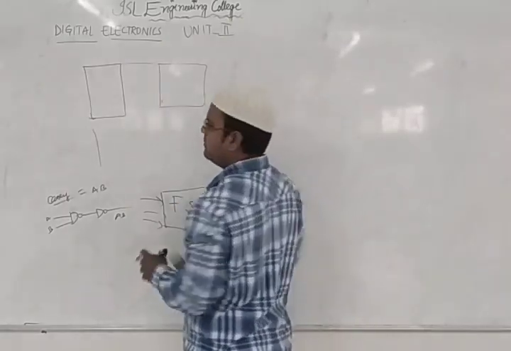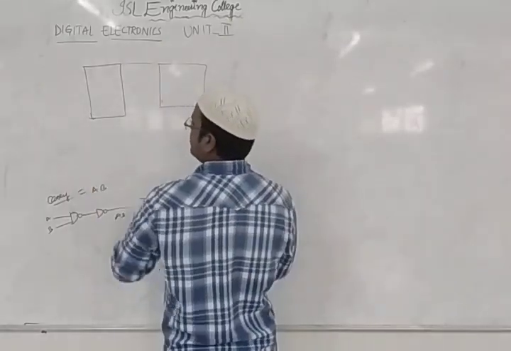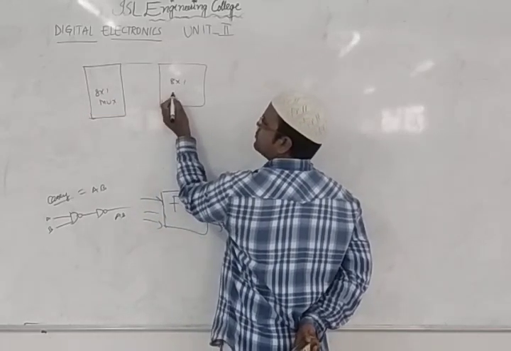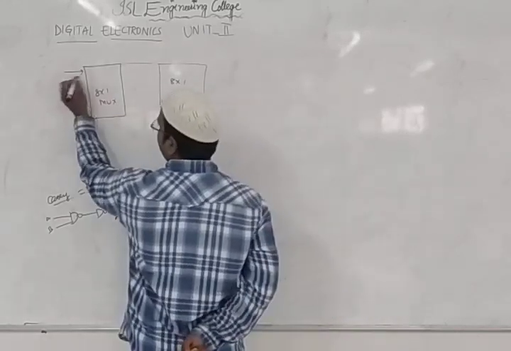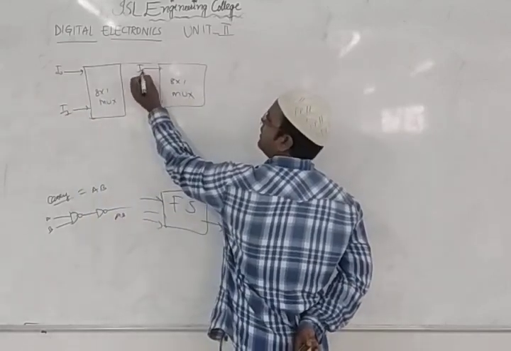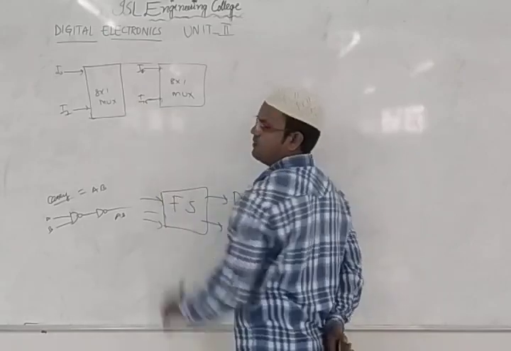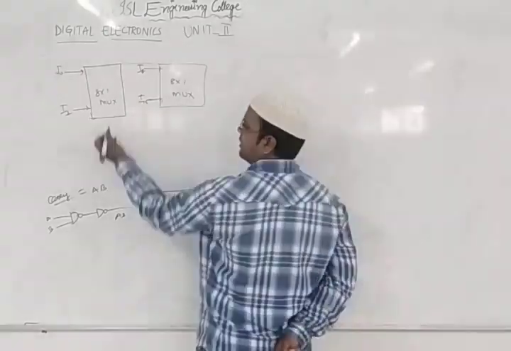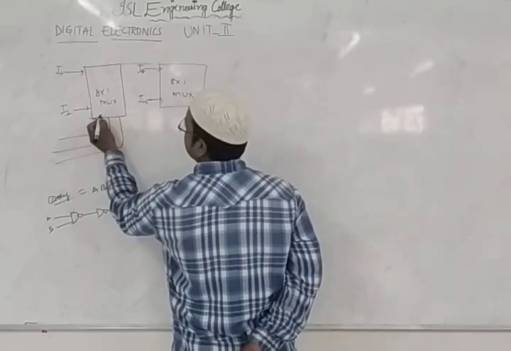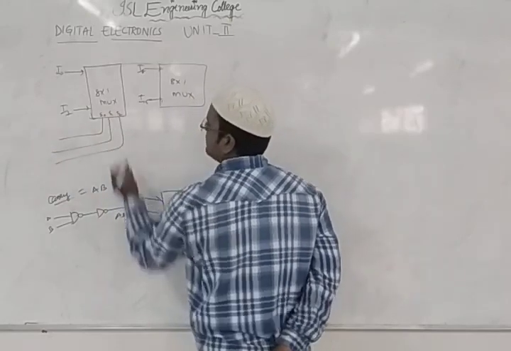So here is an 8:1 mux, and here an 8:1 mux. How many inputs do we have from here? I0 to I7, whereas over here I8 to I15. How many select inputs are there for this? It's 3, right? So we are saying it's S0, S1 and S2. So this is your S0, S1, S2. There are 3 select inputs.